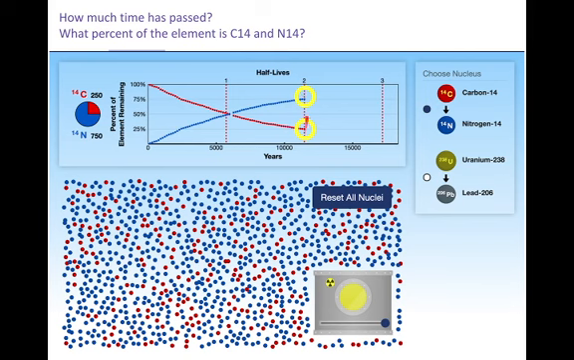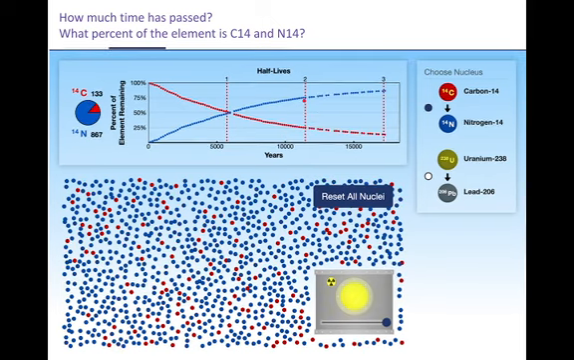Both of these always add up to 100% because you're not losing the total number of nuclei. Nuclei is plural for nucleus. So they still add up to each other. As you lose more carbon-14, you're gaining more nitrogen-14. Answer this question for yourself. What about here? What do you notice?